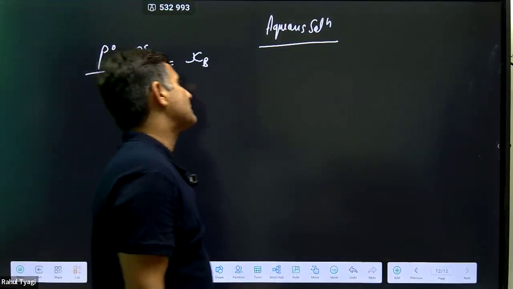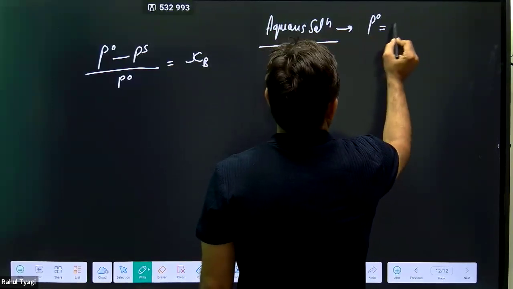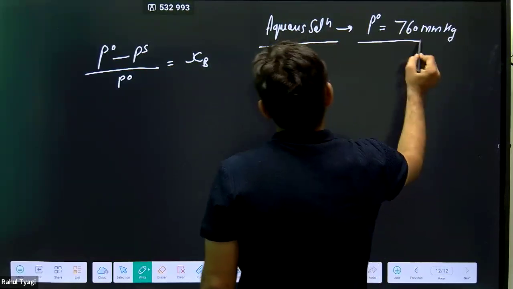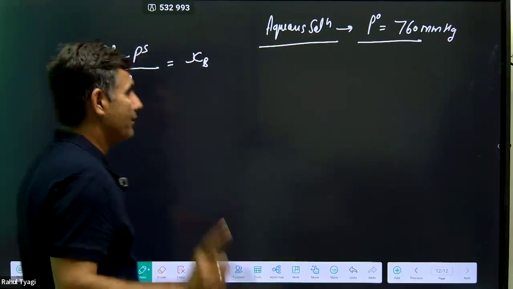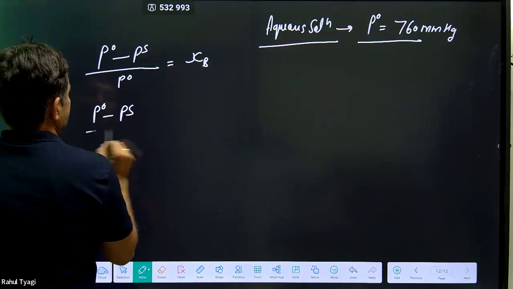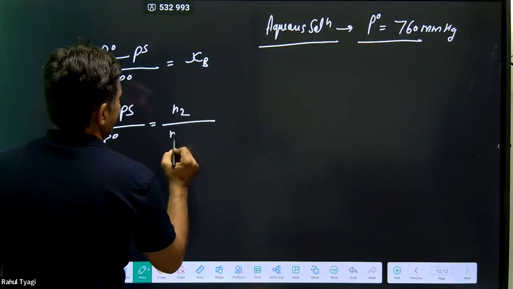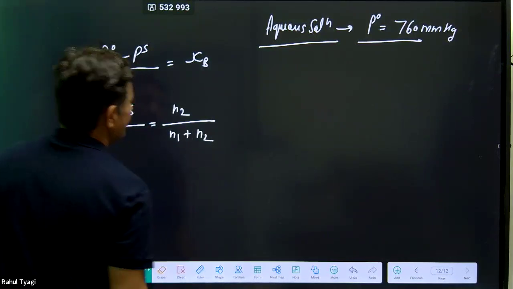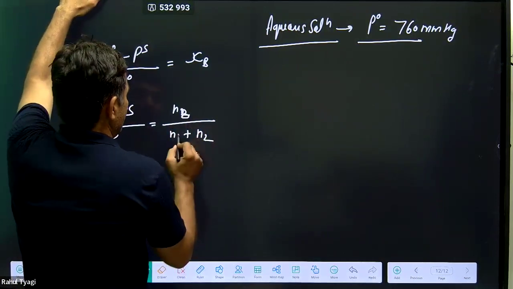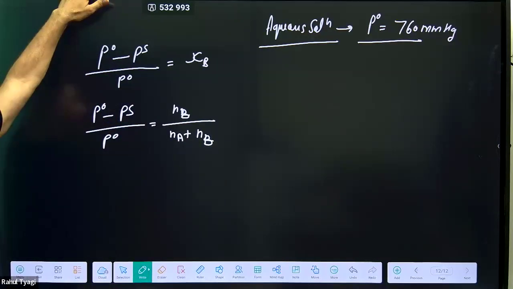Aqueous solution means P naught is equal to 760 mmHg. So they will not mention P naught. First thing. P naught minus Ps divided by P naught equals N2 divided by N1 plus N2. Or I can write NB and NA instead of 2 and 1.